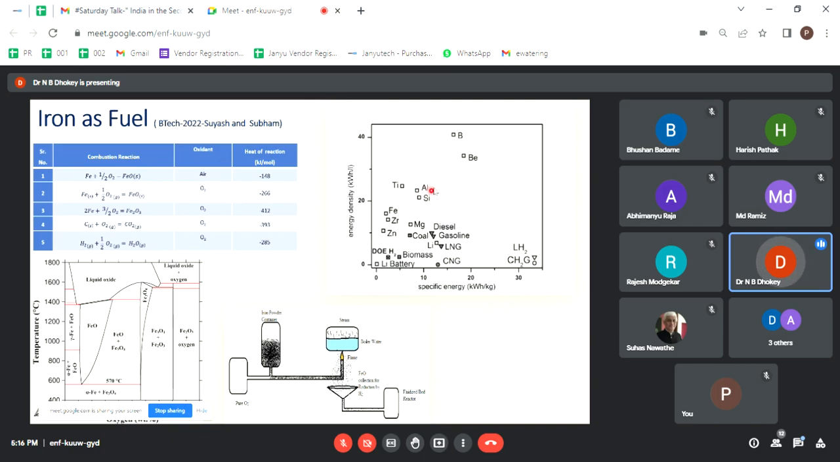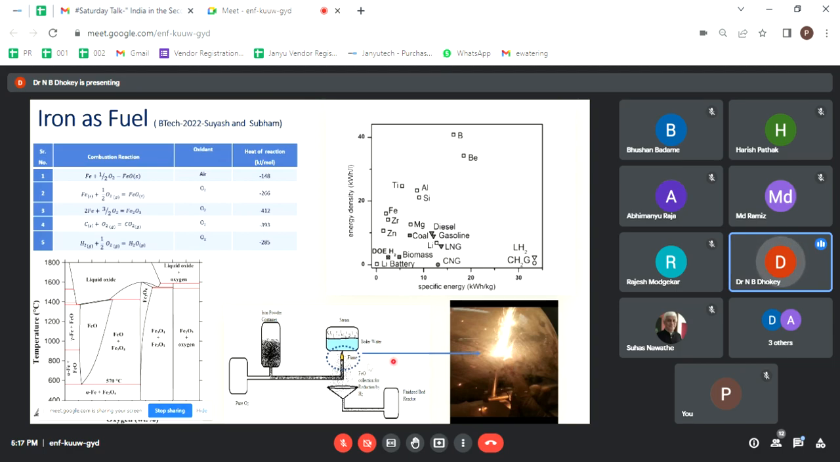Aluminum could be one of the energy materials. Silicon could be another. Whatever exothermic reaction they produce, that energy can be very well utilized for this purpose. This is a schematic diagram I'm showing, where we fabricated a burner, and this is an actual photograph of the burner and its flame. Here we need to do more on the design of the burner for a successful prototype.